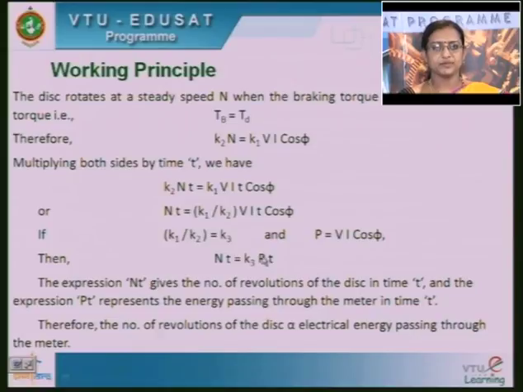This PT represents the power consumed in a particular time, that is exactly the energy delivered to the circuit. The expression NT gives the number of revolutions of the disc in a particular time, and the expression PT represents the energy passing through the meter in that time. Therefore, you can use this equation and the relationship to find the energy that is delivered to the load, or energy consumed by the load.